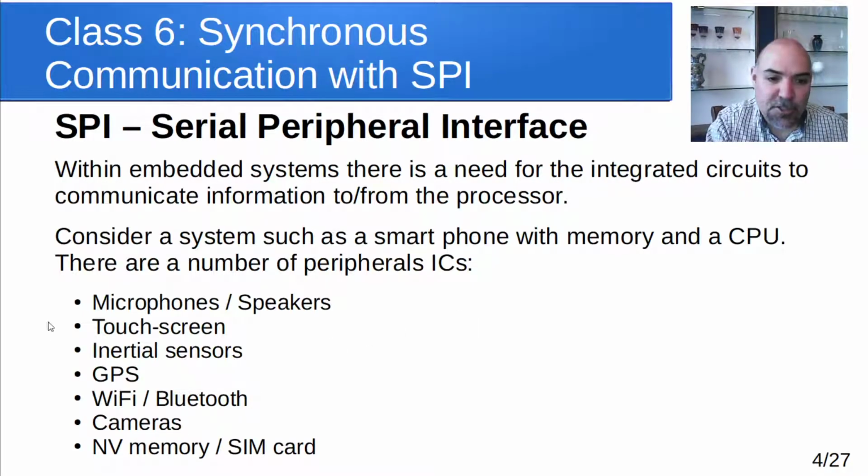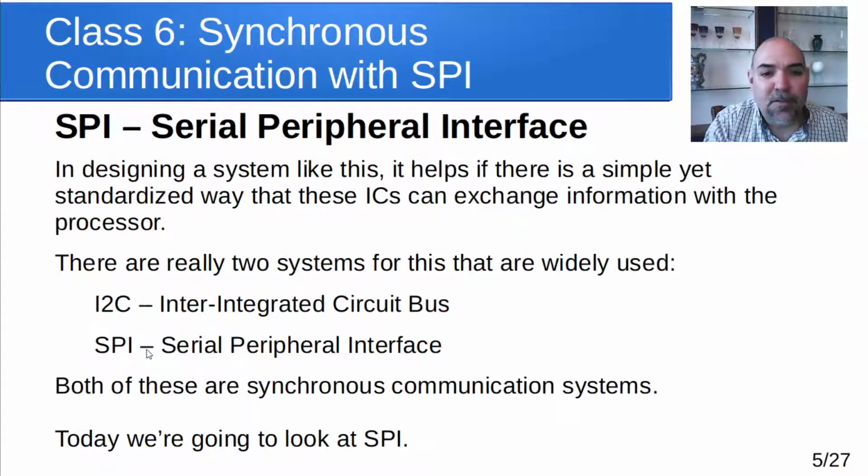So the touch screen itself, inertial sensors to detect whether it's landscape or portrait, or I'm moving it around, GPS, Wi-Fi and Bluetooth, a camera, so you can take pictures, and also the SIM card that's in here, or the memory card that you could actually put in to expand the memory if you wanted to. All of those peripherals in there need to talk and get information to the processor or get information from the processor. So we need a way for those to communicate inside of this system. And that's what SPI provides.